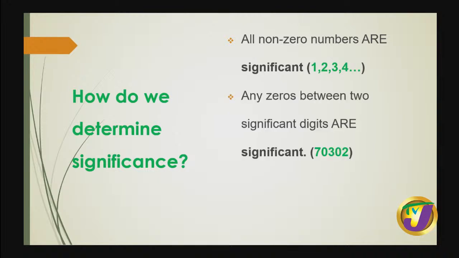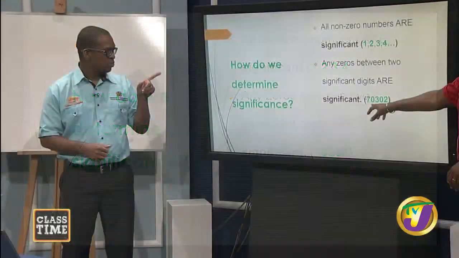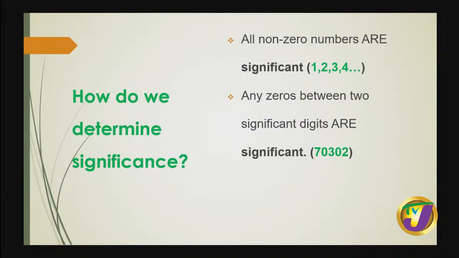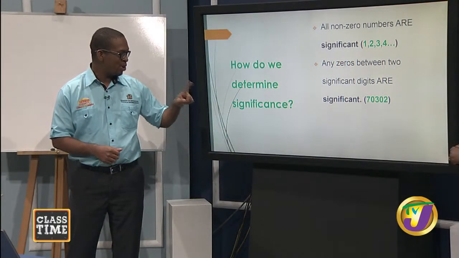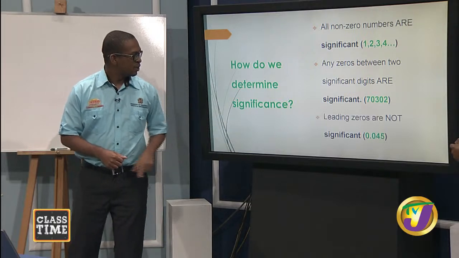Any zero between two significant digits is significant. In this case, you're seeing a zero between the 7 and the 3. So that digit in that place makes the digit significant. So this zero now becomes significant. Yes, because... And this one? Yes. Now, those two digits are significant because of the place that it falls. Right, it falls between two non-zero digits. Okay, good.